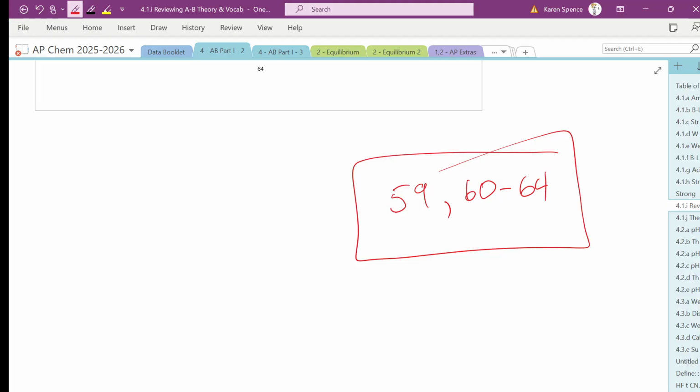What's a leveling effect? The leveling effect says that there is no stronger acid that can exist in water than the hydronium ion. The reason is that anything that is stronger than the hydronium ion is actually a strong acid, and the moment you put it into water, it donates its protons to water and becomes the hydronium ion.